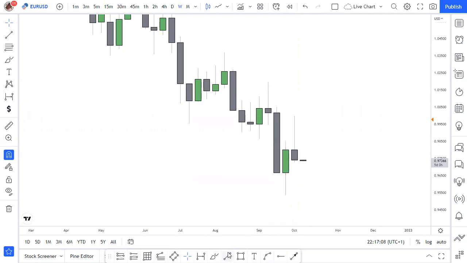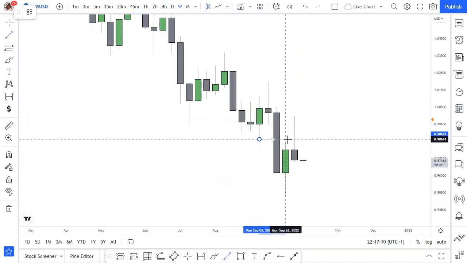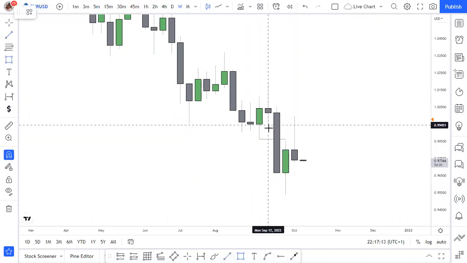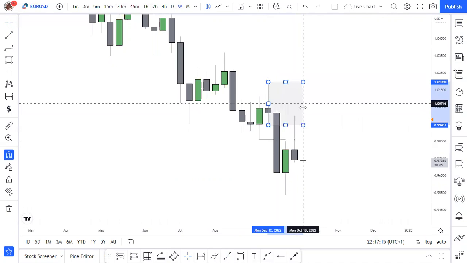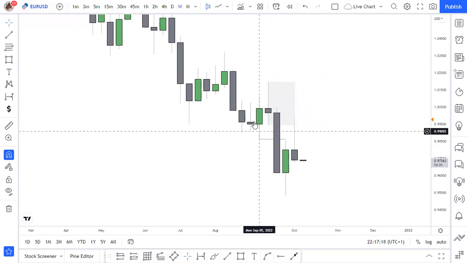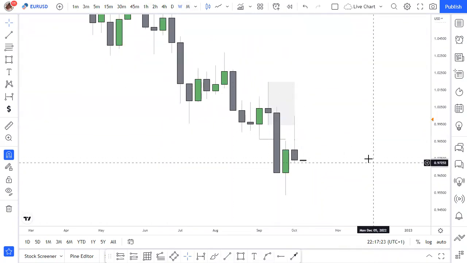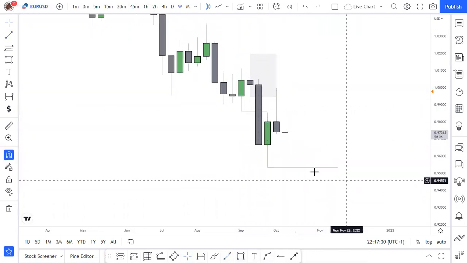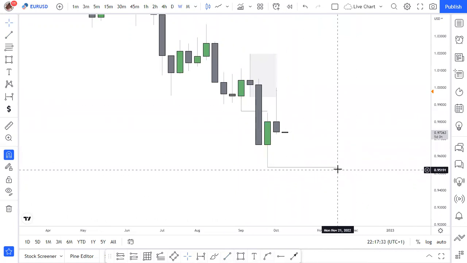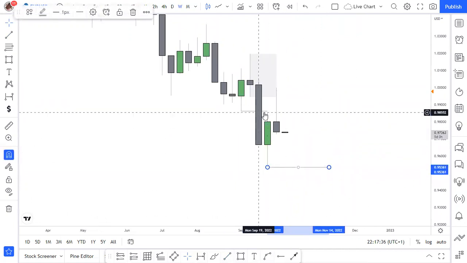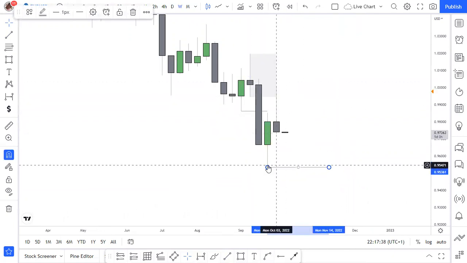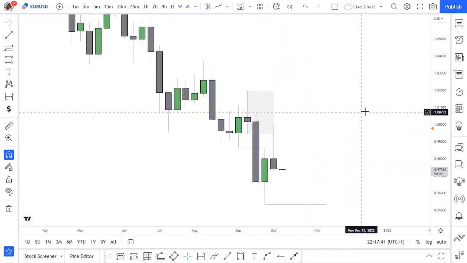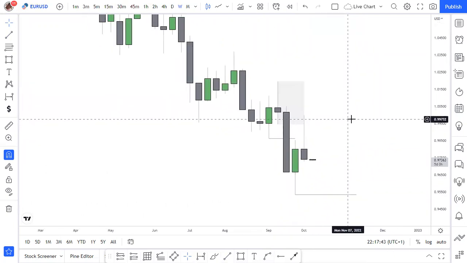So here we have that break of structure, and we have this supply range in the daily time frame. So this is the weekly time frame. We have this supply range here, and we just want to see price continue that bearish market structure. So we want to see price take out this low here. We want to see price push down all the way from up here to this low. So that's basically how I'm looking at it on the weekly time frame.